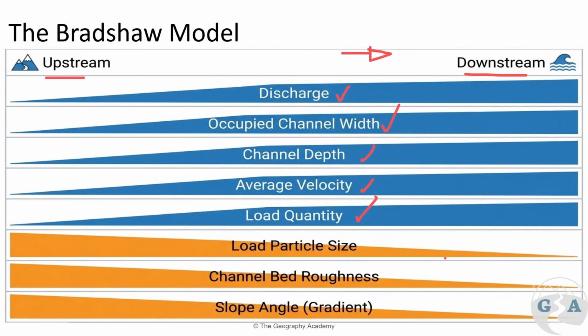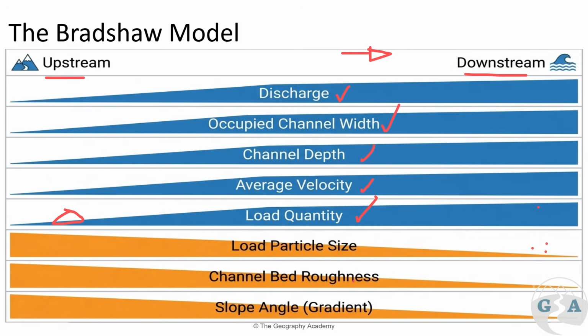So as we're going down to the lower course, we also see load particle size decreasing. So the sediment up here can be very large, but very few. And then later, the sediment size is going to be very small, but we're going to see lots of it. The channel bed roughness will decrease.